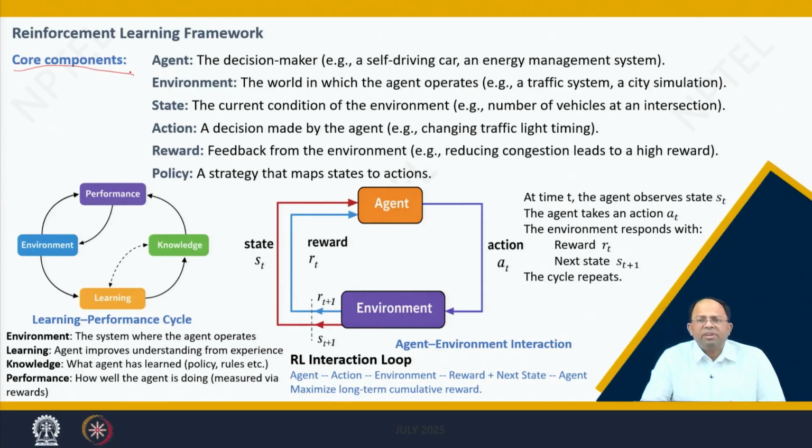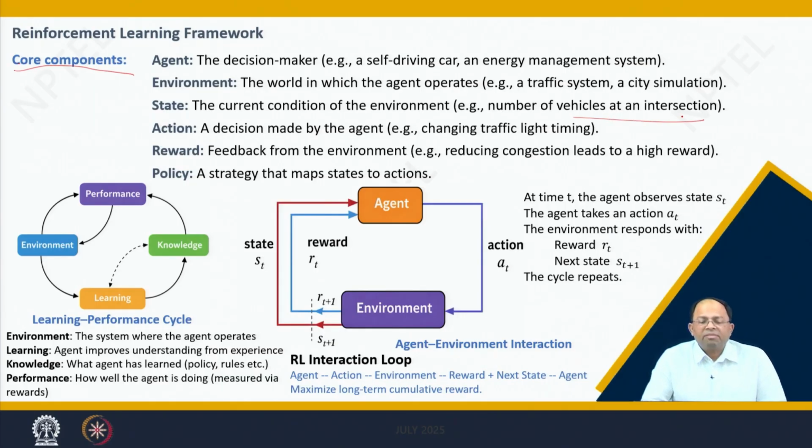Now, environment is the world in which the agent operates. Sometimes it could be a traffic system, sometimes it could be a city level simulation. So within that the agent will execute its action and so on. The state means the current condition of that particular environment. That means what is the situation currently in that particular environment in which we are actually trying to determine our outcome. So it could be the number of vehicles at an intersection.